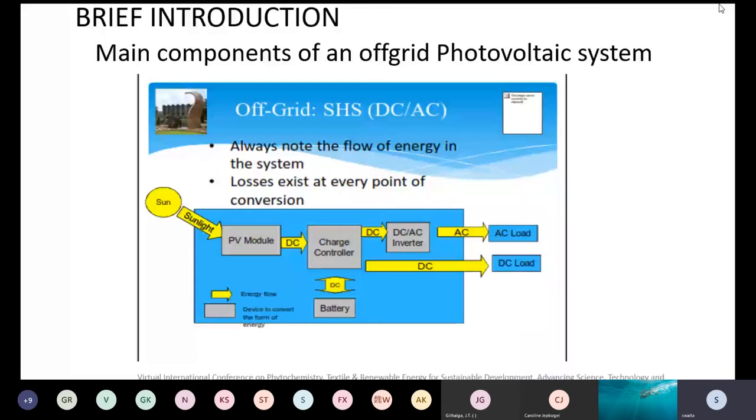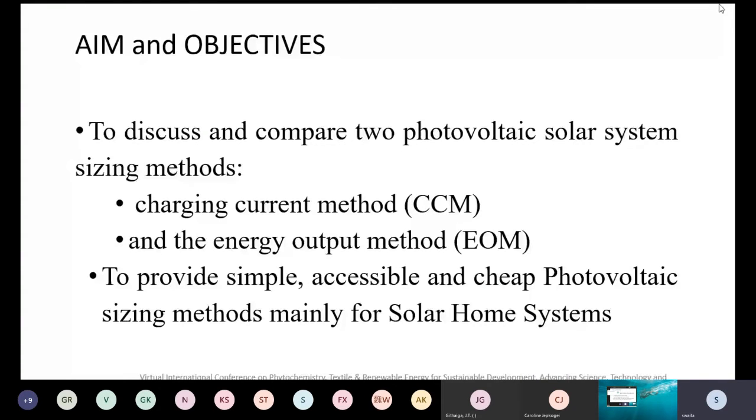So the aim of this presentation is to discuss and compare two photovoltaic solar sizing systems, the charging current method and the energy management method. I'm also discussing how to provide simple, accessible, and cheap photovoltaic sizing methods, mainly for solar home systems. Here we are talking about small systems for rural application.